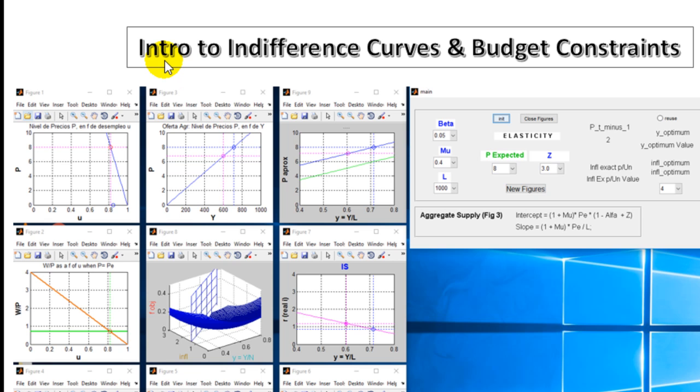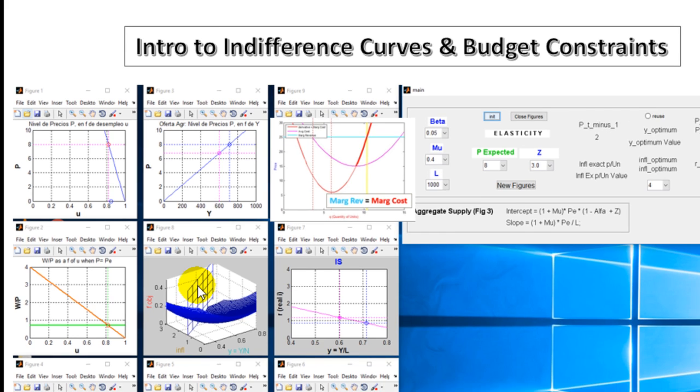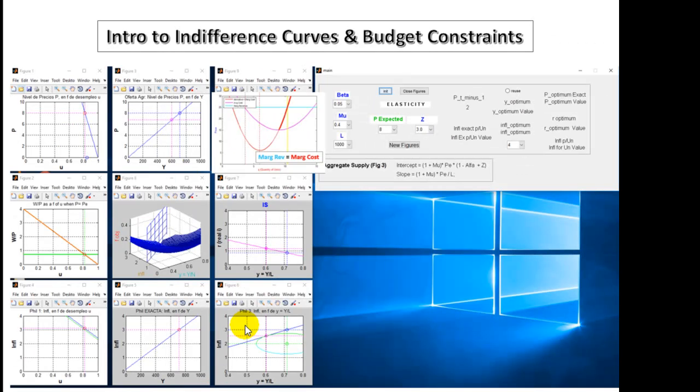Hello, in this video we are going to see an introduction to indifferent curves and budget constraints. In the previous video we have seen the supply curve in microeconomy, and this concept is useful to understand this graph, which is the supply curve in the medium run analysis in macroeconomy. In addition, these two graphs use the concept of indifferent curves and budget constraints.